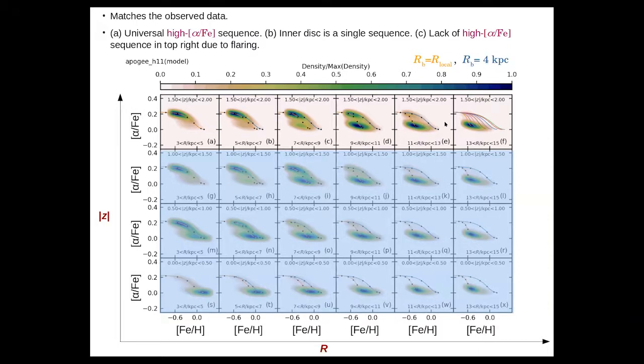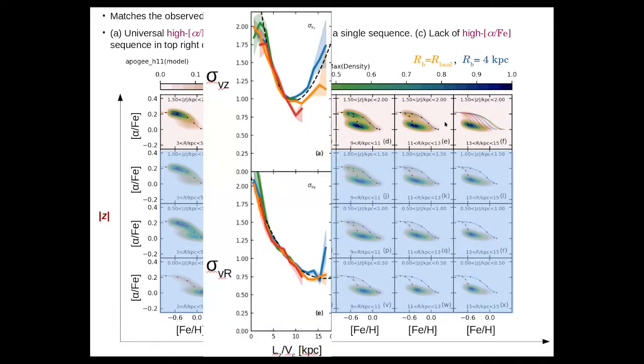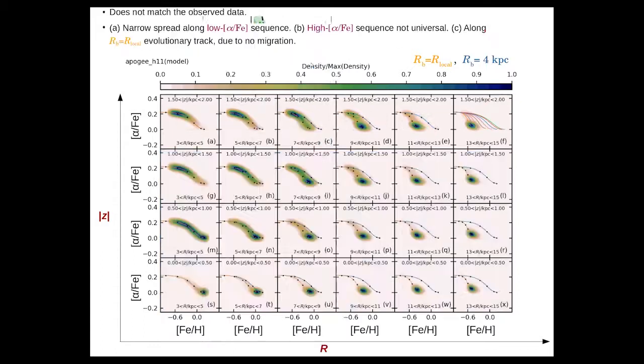Now in our model we know why it is, and it is because of the flaring of the disk, and the flaring is because of this rise of sigma Z with L at high L. So this is how we have tried to link physical process to actual properties of the galaxies.